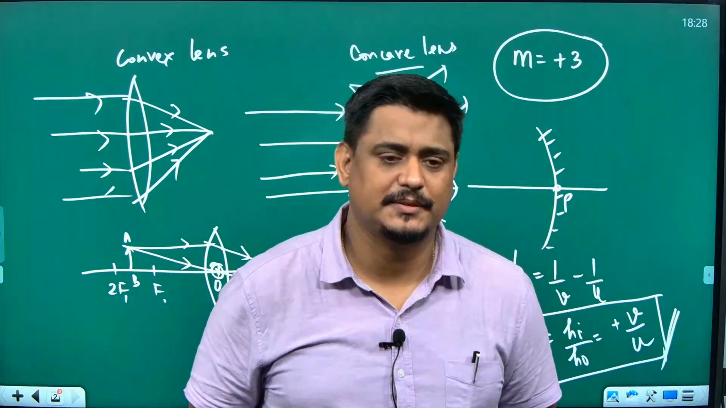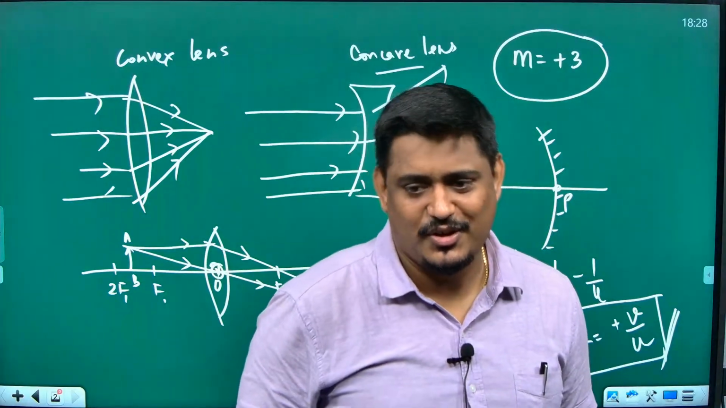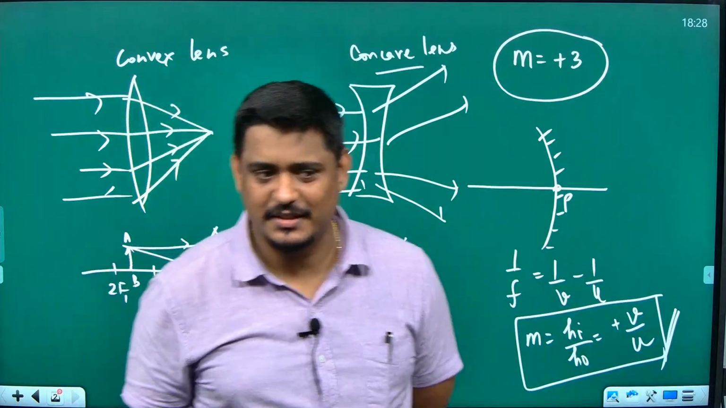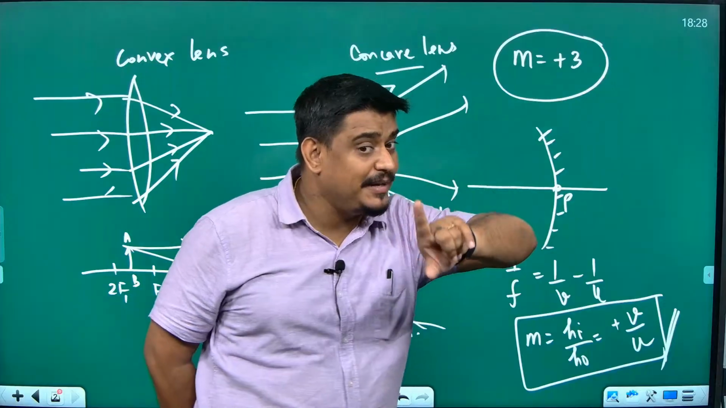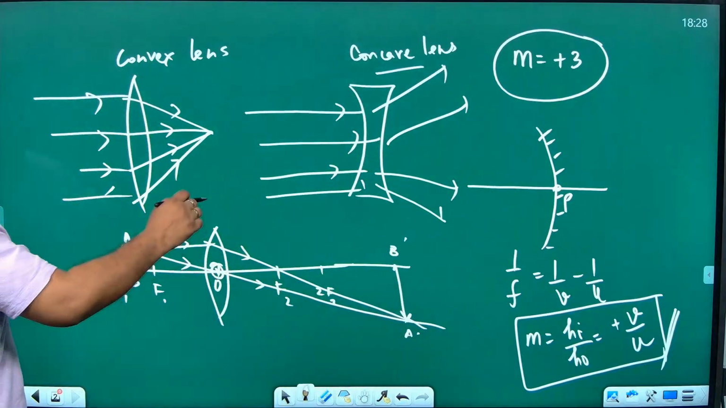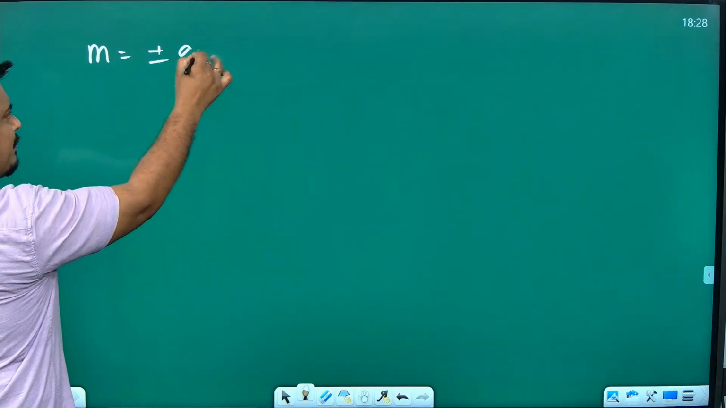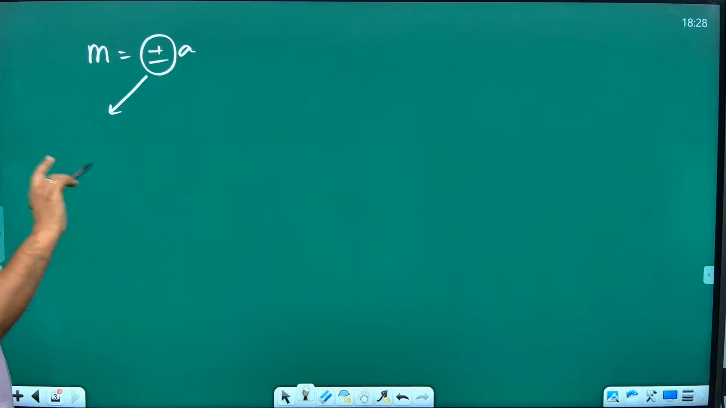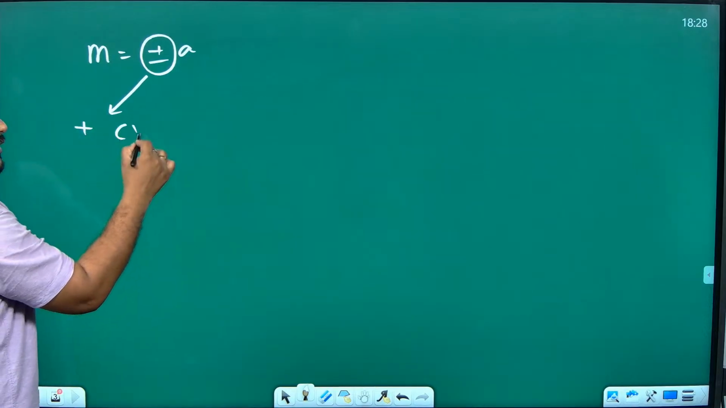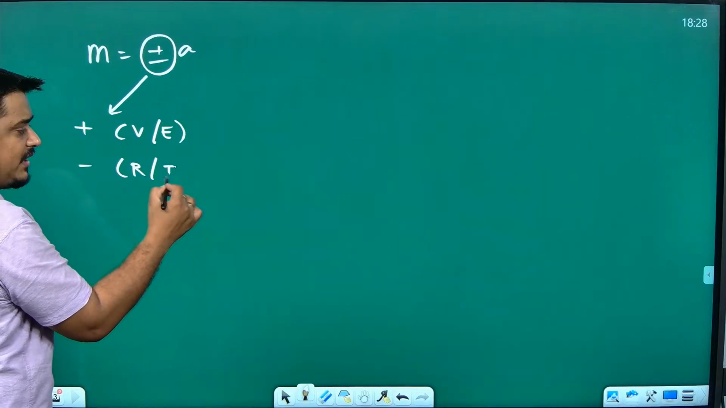Concave or convex? Concave. Concave can never produce an enlarged image, right? Then how is 3 enlarged? Again I am repeating this, guys, for those who do not know it. Whenever magnification is written as plus or minus some number A, this plus or minus represents whether it is a real image or a virtual image. If it is plus, it is virtual and erect. If it is minus, it is real and inverted.